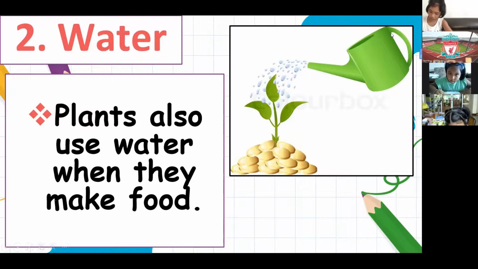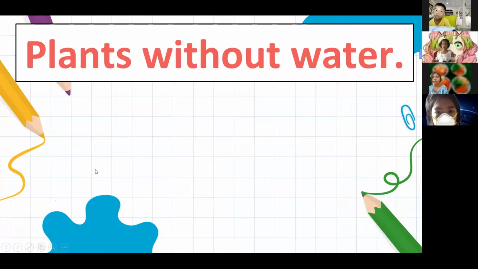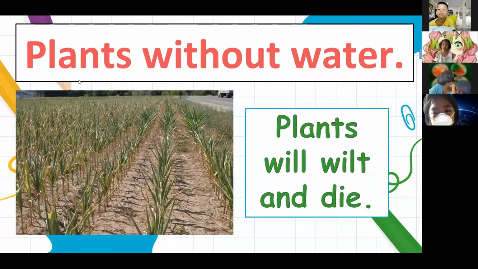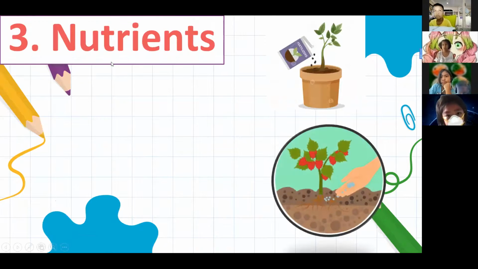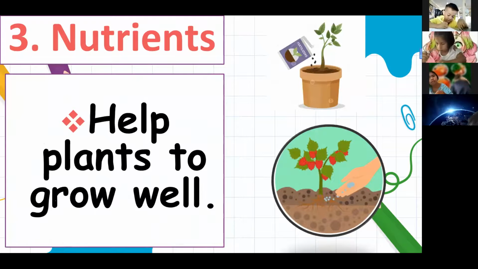Thumbs up if you're finished, okay? Everyone is finished. So number two is water. Plants also use water when they make food. Okay, what happens to plants when they cannot get enough water? They are going to wilt and die. Okay, we have number three. Number three is nutrients. Nutrients help plants to grow well.